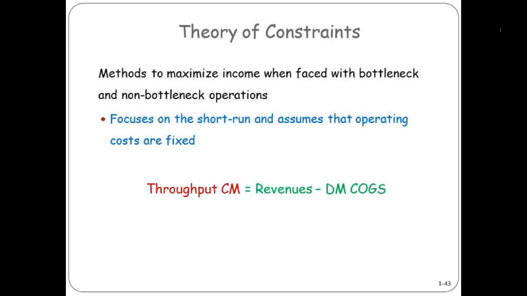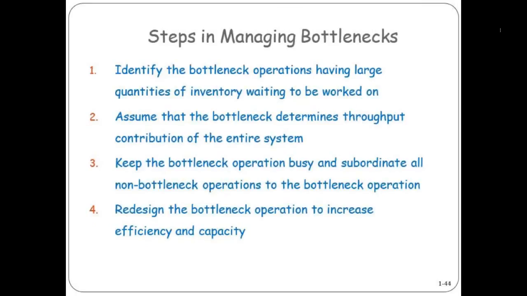So the theory of constraints, something we talked about in the very first day of this class, you may or may not remember, is a way to maximize your income by managing your bottlenecks. To do that, first you have to identify the bottlenecks. A pretty good signal that you have a bottleneck operation is that you have a lot of inventory, either raw materials or partially finished goods, waiting to be worked on. That's a sign that you have a bottleneck in front of it.